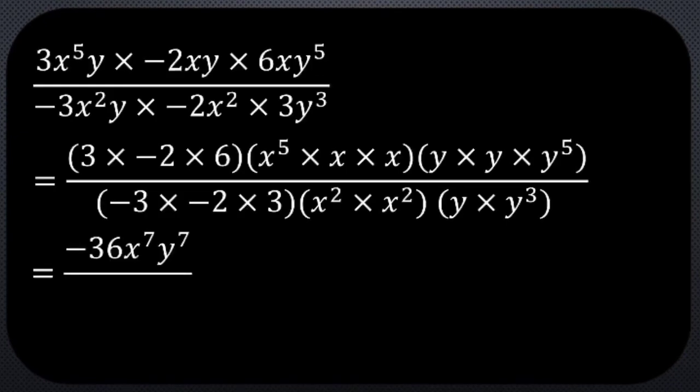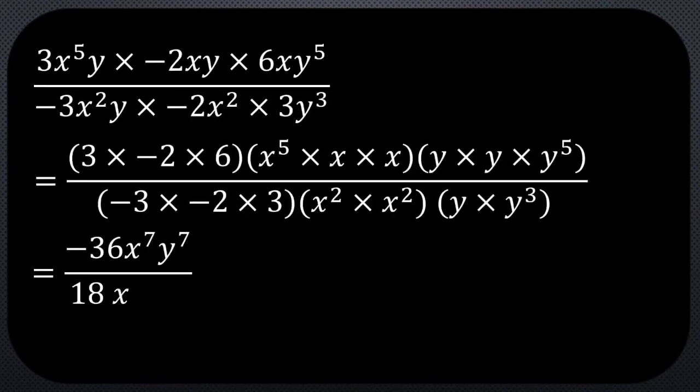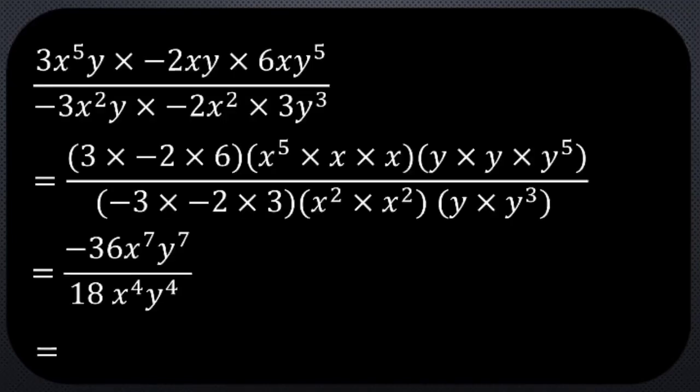Negative 3 times negative 2 is positive 6. Positive 6 times positive 3 is positive 18. X squared times x squared is equal to x exponent 4. Y times y exponent 3 is y exponent 4. Negative 36 divided by positive 18 equals negative 2. X exponent 7 divided by x exponent 4 is x exponent 3. And y exponent 7 divided by y exponent 4 is equal to y exponent 3.